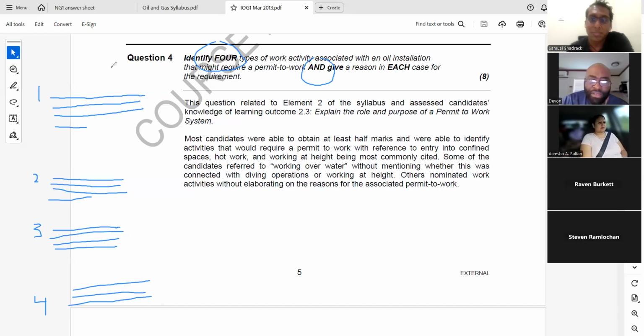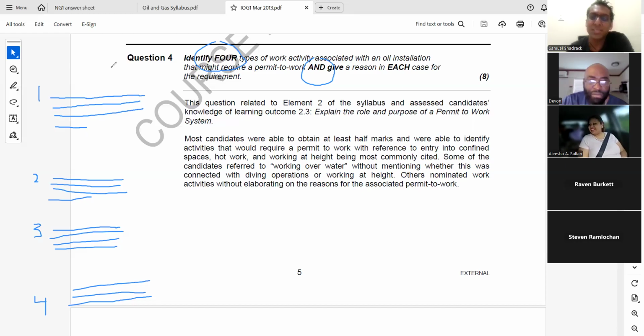Some of the candidates referred to working over water without mentioning whether this was connected with diving. Then it would have been working in the water. Working over the water is over the side work, better known as over the side. It has nothing to do with working in the water. They use two different terminologies when you're doing any diving operations. I wouldn't be able to.